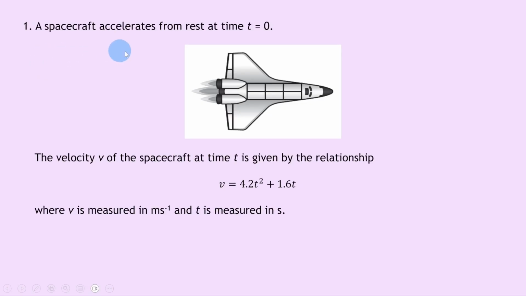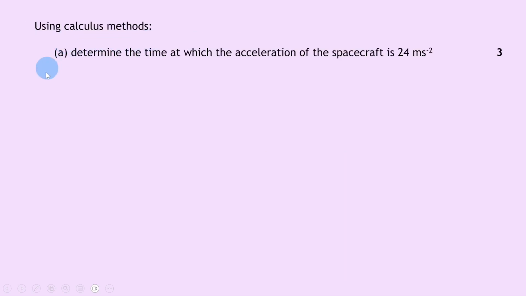Question 1 says a spacecraft accelerates from rest at time t equals 0. The velocity v of the spacecraft at time t is given by the relationship v equals 4.2 t squared plus 1.6 t, where v is measured in meters per second and t is measured in seconds. It then says using calculus methods for part A, determine the time at which the acceleration of the spacecraft is 24 meters per second squared. And you can see there's 3 marks available for this.